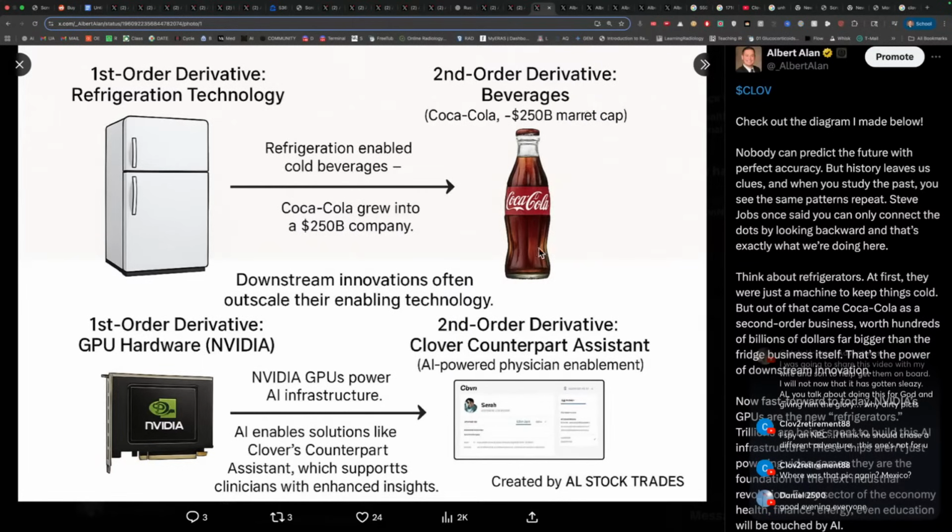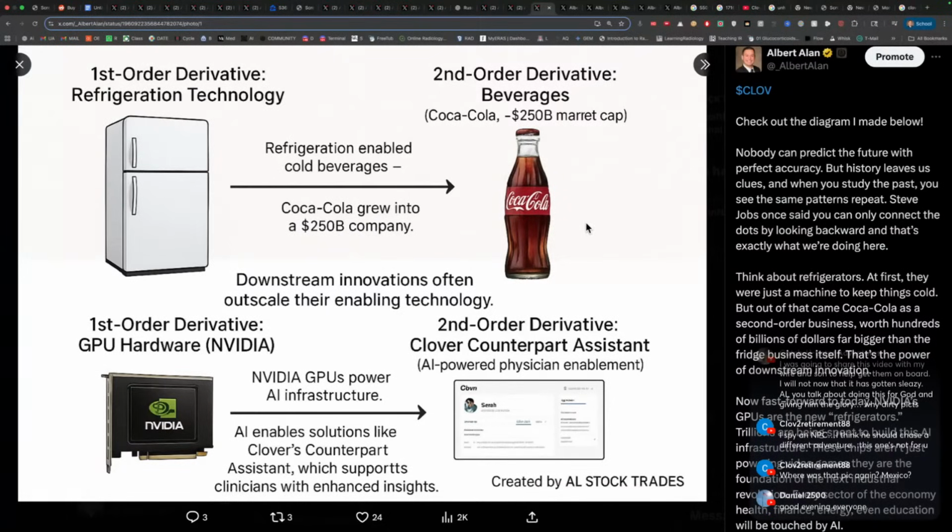So this downstream innovation of Coca-Cola out-earned and outscaled the enabling technology, because who wants to drink a hot Coke? Let me ask you something. Would you want to drink a hot beer? An American would say no, that's like drinking hot piss, right? I'm American, right? If you don't say that, then you probably drink Bud Light. I mean, I don't know, right?